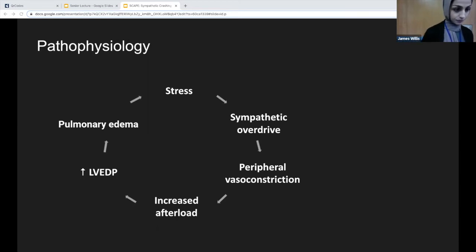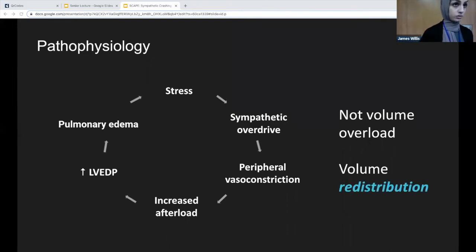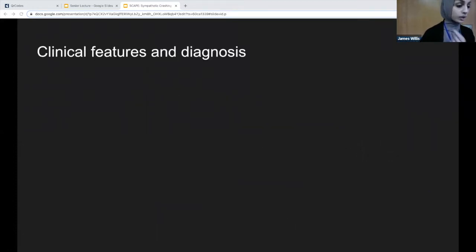So it's important to understand that this is not a disease of volume overload, but volume redistribution. This patient does not have acute pulmonary edema because they have too much fluid overall, but their fluid is just in the wrong place. And that's going to be important in addressing management as well.